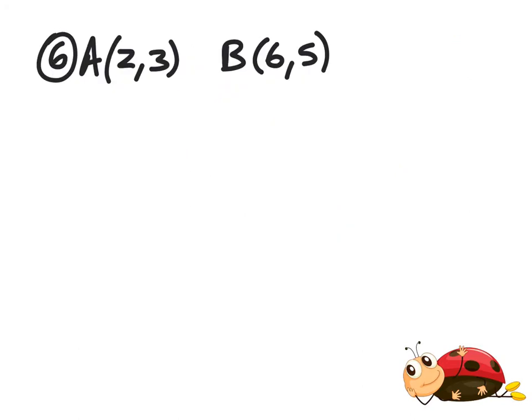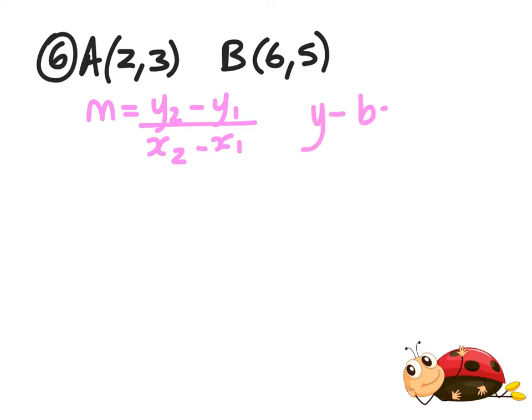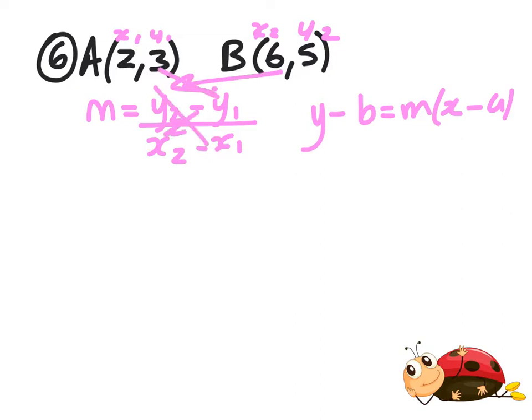Question 6, we're going to make use of two formulas here. We're going to use the formula m = (y2 - y1) / (x2 - x1), and we're also going to make use of y - b = m(x - a). So this is your x1, this is your y1, this is your x2, this is your y2. Now if you plug these numbers into that formula, then you should be able to work out what your gradient is. And it should come out to be a nice wee simple fraction.